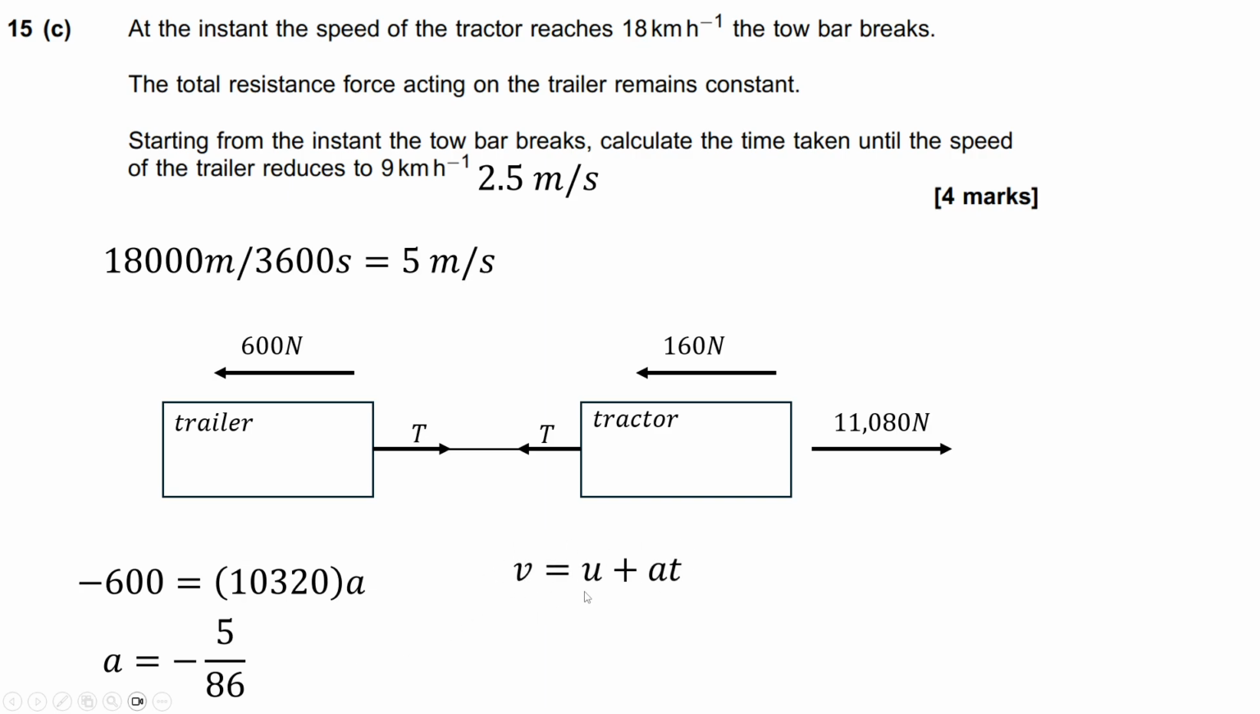This is the SUVAT equation we're going to be using. Just look through them, and then just look through what we don't have and what we do have. Eventually you will come to find that we need this one. The final velocity of it is 2.5 that we want. The initial velocity is 5 as soon as it's snapped, and it's decelerating at 5/86, or accelerating at minus 5/86. Plug that in to get t is 43 seconds. And that's the full paper. Thank you for watching.